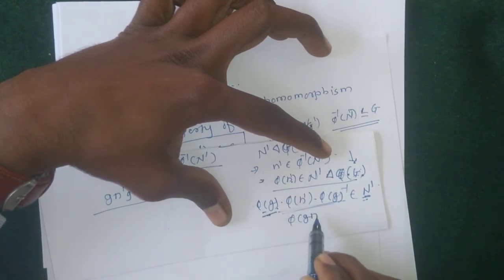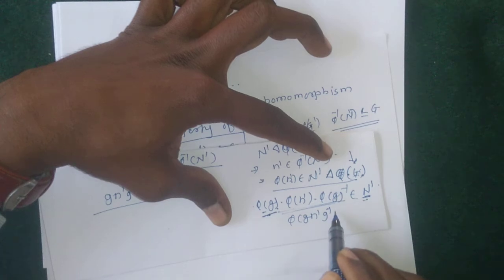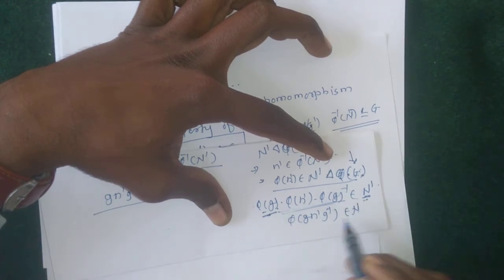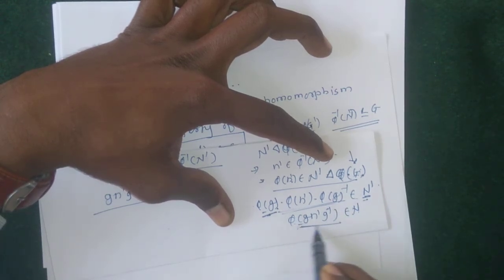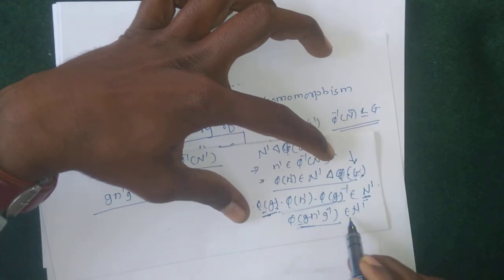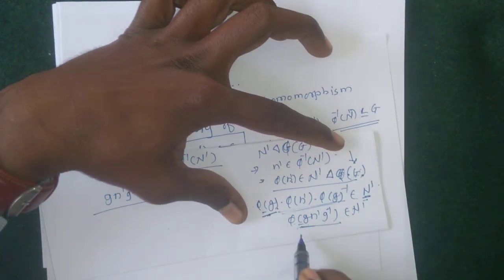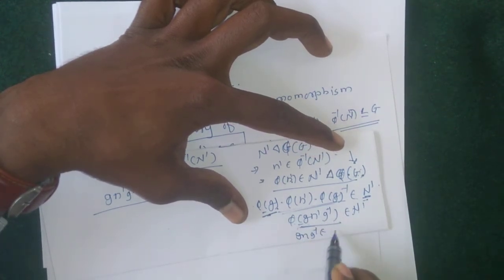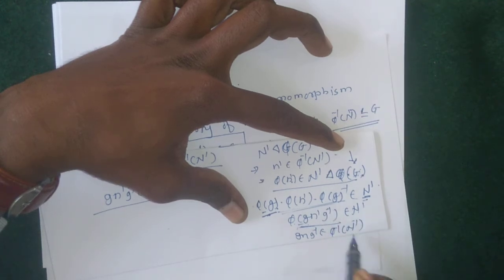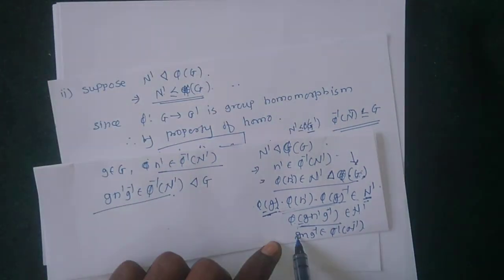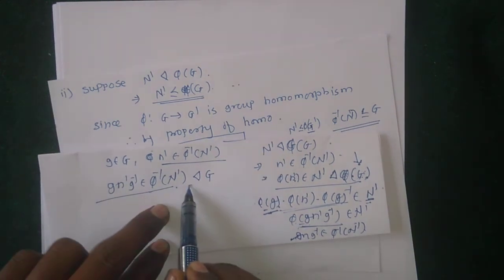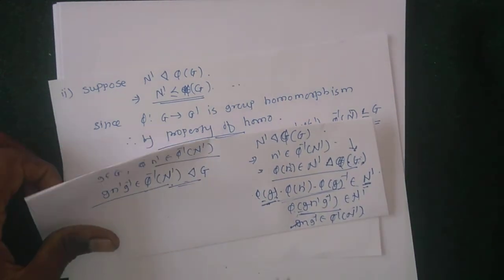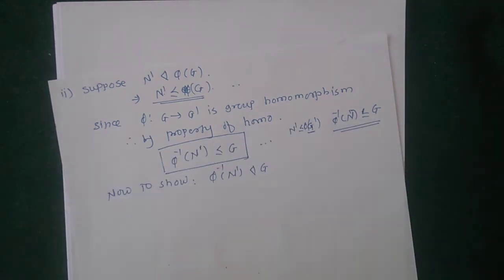So using g n' g⁻¹, this belongs to N', but the image φ of this element belongs to N', which implies that g n' g⁻¹ belongs to the inverse image of N'. Okay, so for all g belongs to G, g n' g⁻¹ belongs to φ⁻¹(N'), and therefore φ⁻¹(N') is a normal subgroup of G. So that is the proof of this theorem.